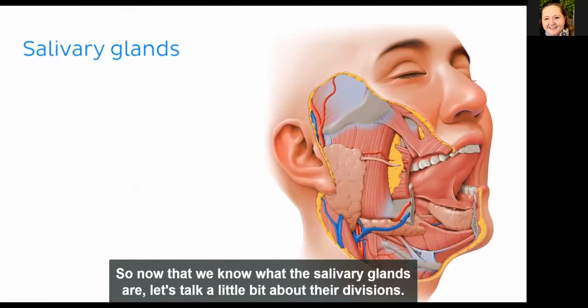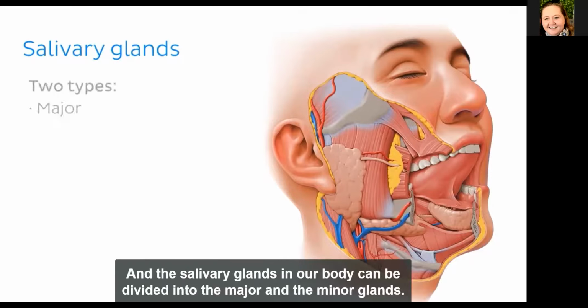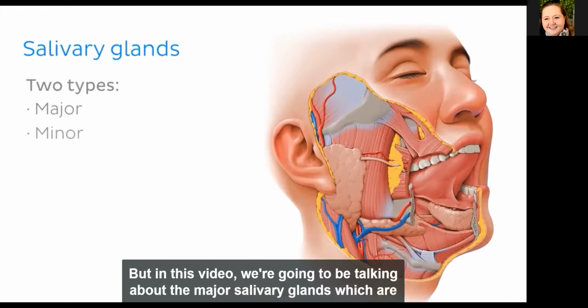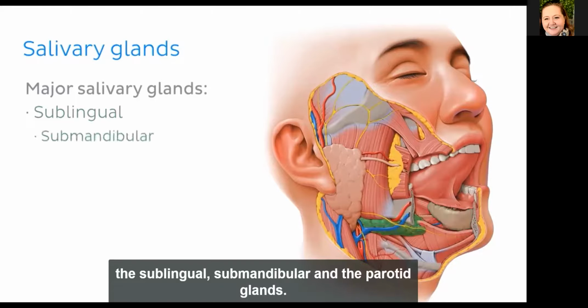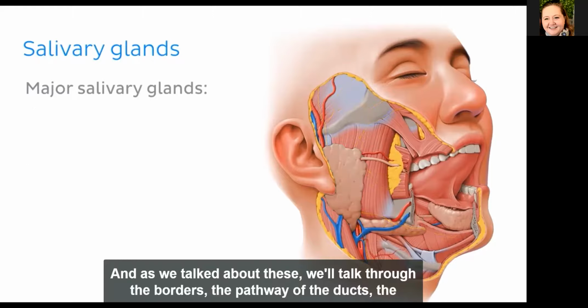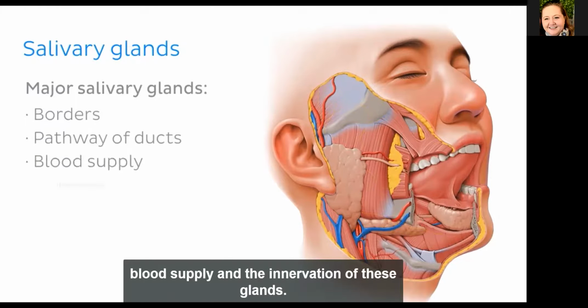So now that we know what the salivary glands are, let's talk a little bit about their divisions. The salivary glands in our body can be divided into the major and the minor glands. But in this video, we're going to be talking about the major salivary glands, which are the sublingual, submandibular, and the parotid glands. And as we talk about these, we'll talk through the borders, the pathway of the ducts, the blood supply, and the innervation of these glands.